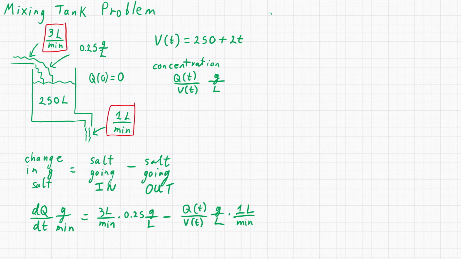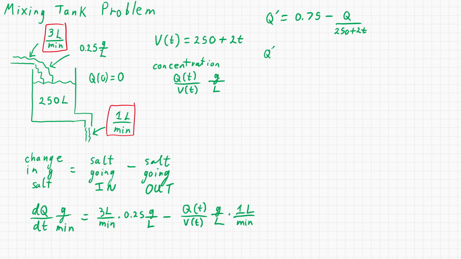So we can rewrite this as Q prime is equal to 3 times 0.25, that's 0.75, minus Q over 250 plus 2t. That was all multiplied by 1, so it's just Q over 250 plus 2t. Next up, we have to solve this, and let's go ahead and use an integrating factor.